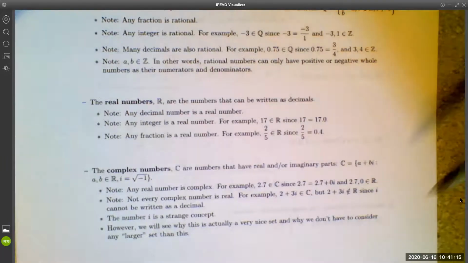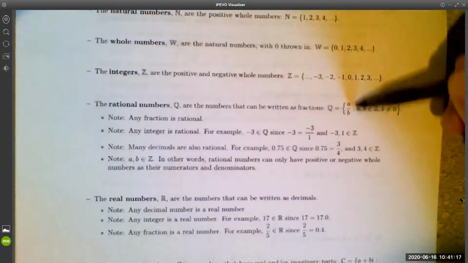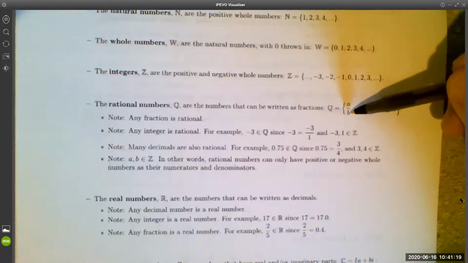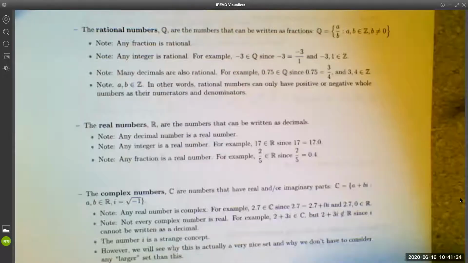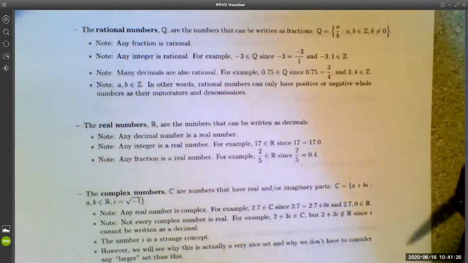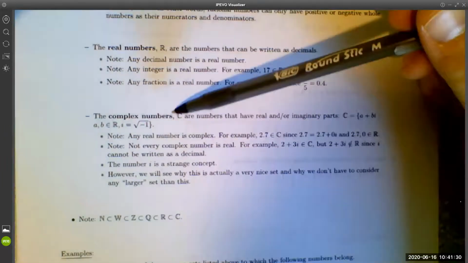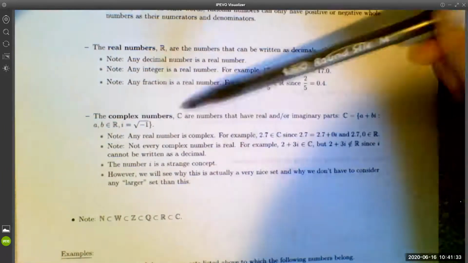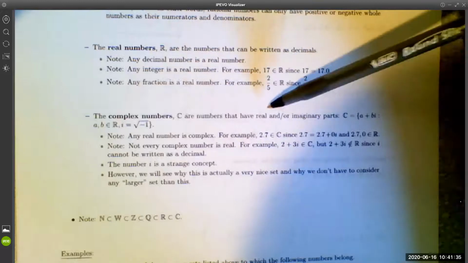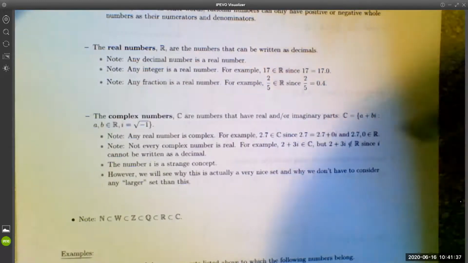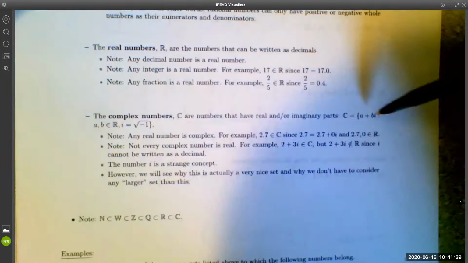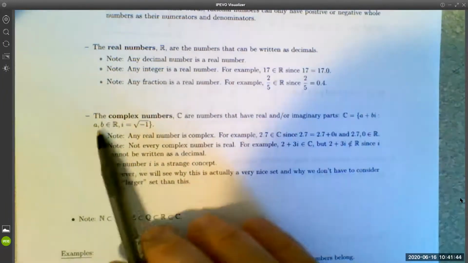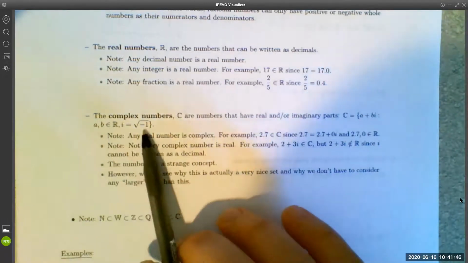Okay, so any number that can be written as a fraction, or in other words, as a ratio of two whole numbers, is a rational number. Any number that can be written as a decimal is a real number. Not all numbers can be written as a decimal, though. You may have seen complex numbers in the past. Complex numbers are numbers that have real and/or imaginary parts. So the set of complex numbers is a set of numbers of the form a plus bi, where a and b are real, but i is the square root of -1.